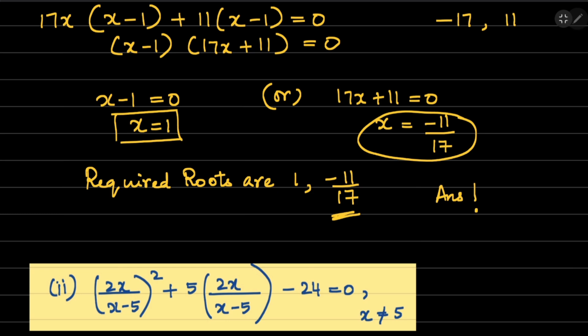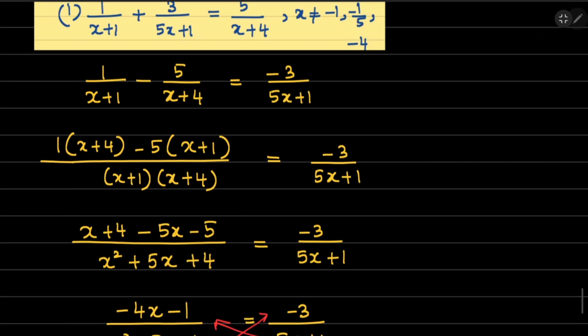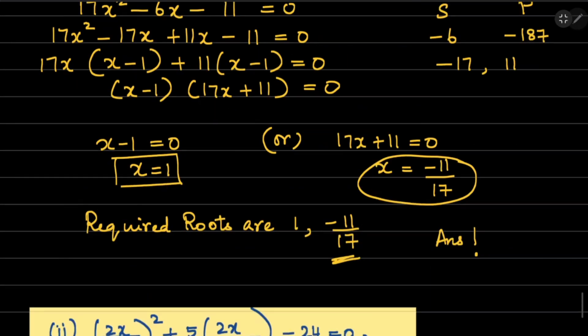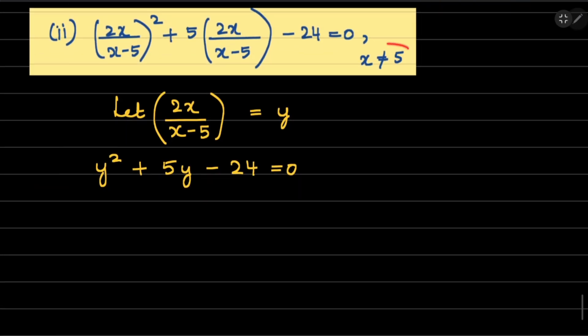In case you had got one of the roots as minus 1, then you should not consider this, because here you are already given that x should not be equal to minus 1. So if you get any one of these values as answers, please neglect it. Okay. Now in this particular question, you are given x should not be equal to 5. So just have it in your mind. Okay, and let's do this.